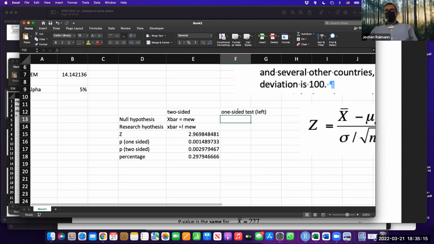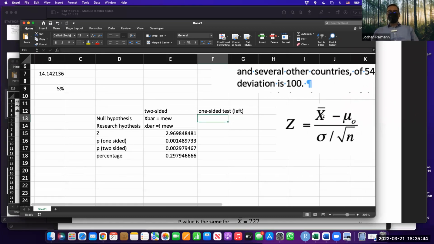So now a one-sided test to the left tail is essentially a research hypothesis that your mu is larger than your X bar. Because when your mu is larger than the X bar, you're subtracting your mu from your X bar, that means your Z score is going to be negative. So you're assuming that your X bar is smaller than your mu. That's your research hypothesis, and that's when you're only interested in your left tail, not in the right one, not in both, just in the left one.